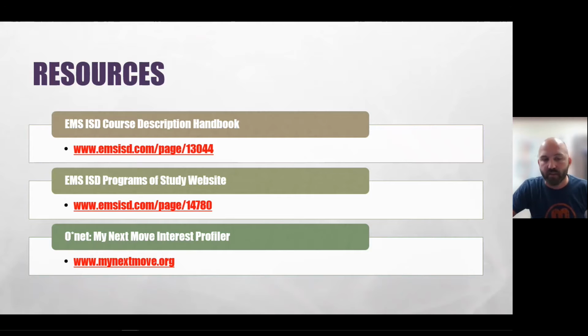Interest Profiler. This is a great resource for students who aren't quite sure what electives they want to take. They aren't quite sure what careers they may be interested in. You can take a short interest profiler that will list careers that you might like, and then that could help us to tie you to careers and electives here at Chisholm Trail that you might like.